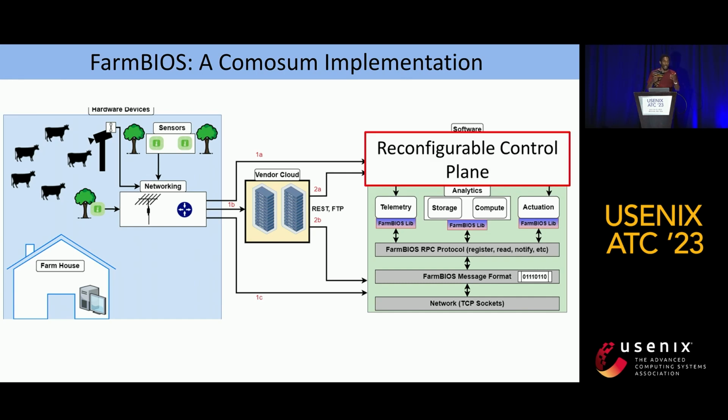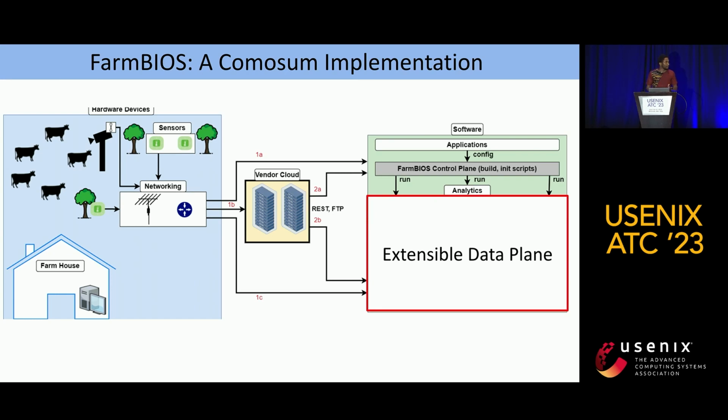So if you're to build a Comosum instance, if you're to build an application for Comosum, you would have a reconfigurable control plane because you take your application configs and you deploy the requested modules, that is the modules you want to deploy, in the distributed cloud. Then the extensible data plane is in charge of sending those bytes between modules, as I mentioned before.